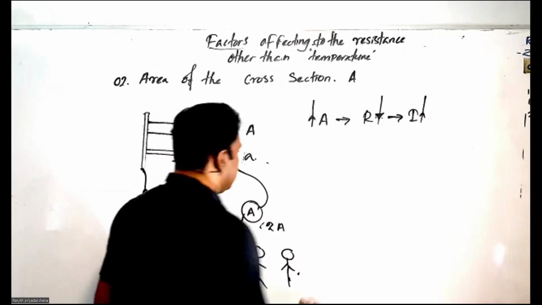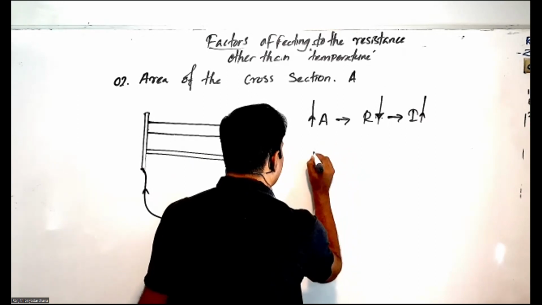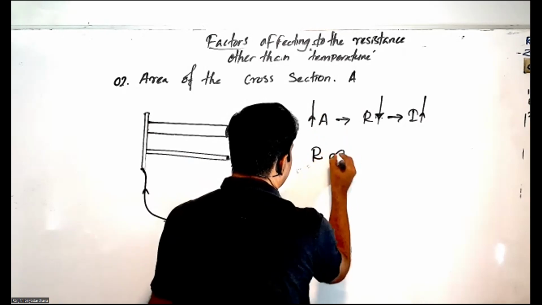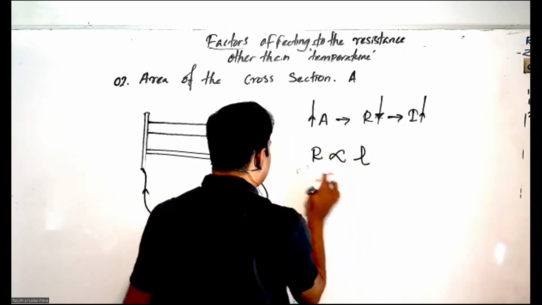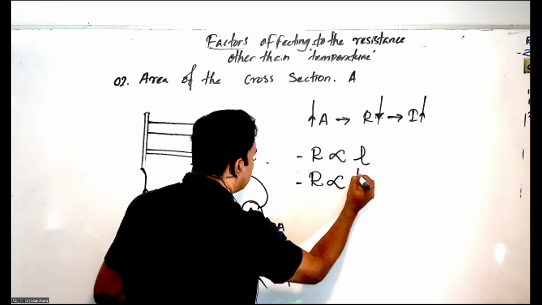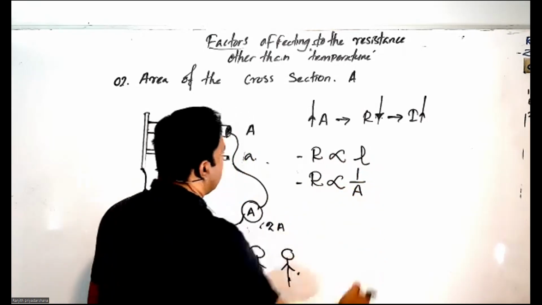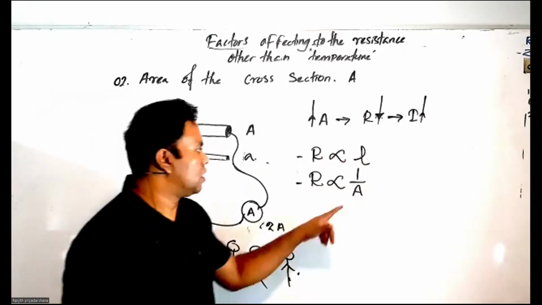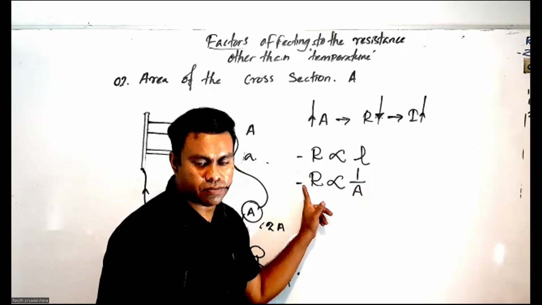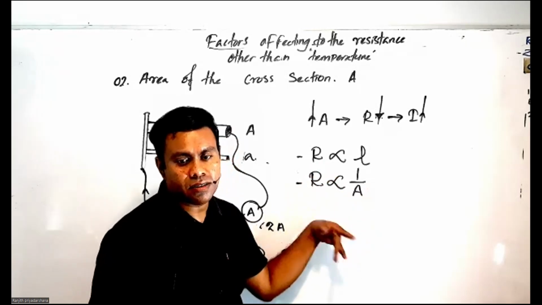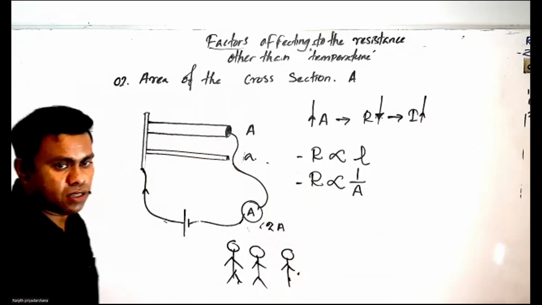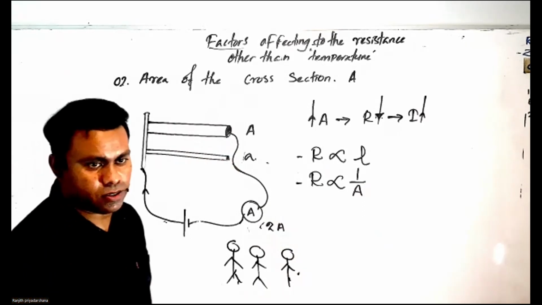Then you can understand. The resistance is directly proportional to the length. Next thing you learned is that resistance is inversely proportional to the area of cross section. When A increases, resistance decreases. For resistance to increase, A must decrease. That's an inversely proportional relationship.